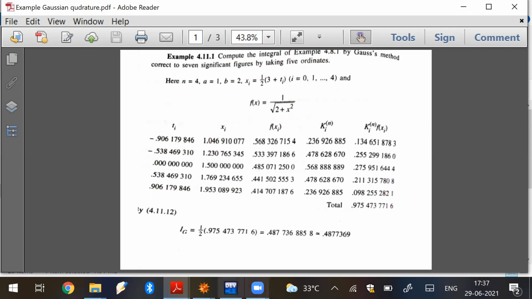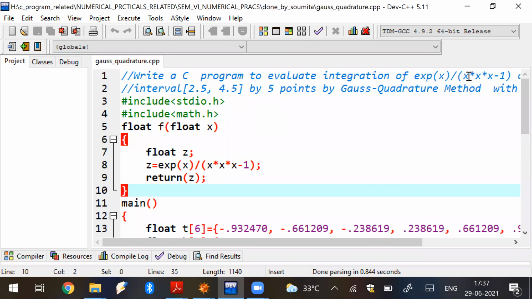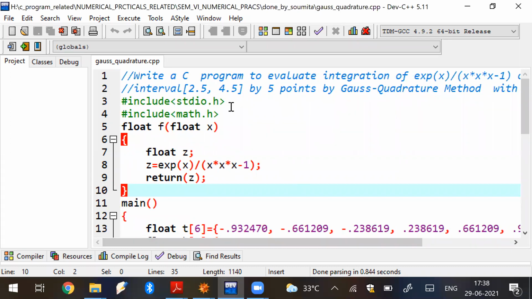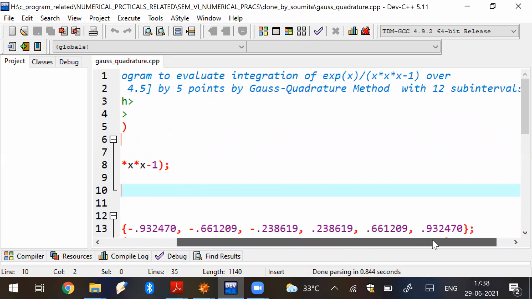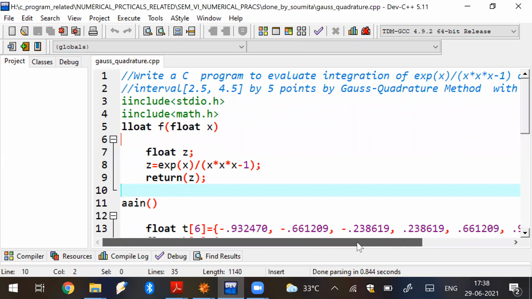So you can just simply understand that the programming now turns out to be a very trivial one. Okay. So what we are doing here, C programming to evaluate this expression, exponential x by x cube minus 1. This we are taking here as a function over the interval 2.5 to 4.5 by 5 points by Gauss quadrature formula with 12 subintervals. Okay, so here you get the idea how many points you have to take.